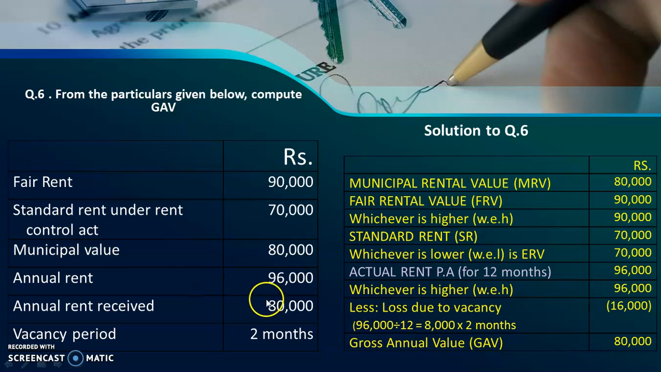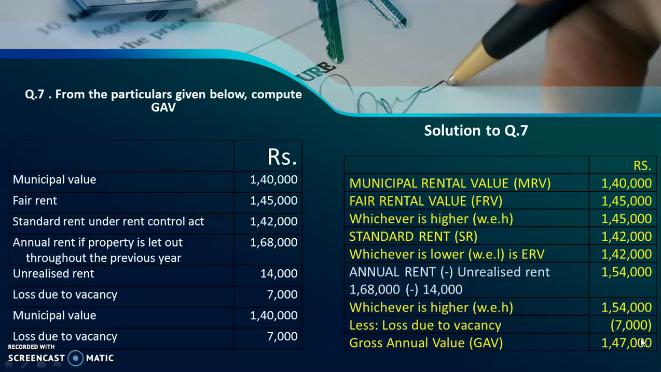You must be very careful, because when both annual rent and rent received are given, we must take the annual rent. We must take the rent which is applicable for 12 months, and especially when the vacancy period is given, we should take only the annual rent. So annual rent for 12 months is 96,000. Take the higher one. 96,000 will be the higher value from which loss due to vacancy is to be deducted. Loss due to vacancy is 16,000. By reducing 16,000 from 96,000, we will get a GAV of 80,000.